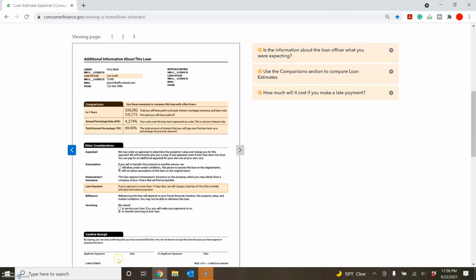After all that, you review all that, you're going to sign here, and that's when you have locked in your 10 days. This is going to be good for 10 days, and then you can go forward. So that is the loan estimate, guys.